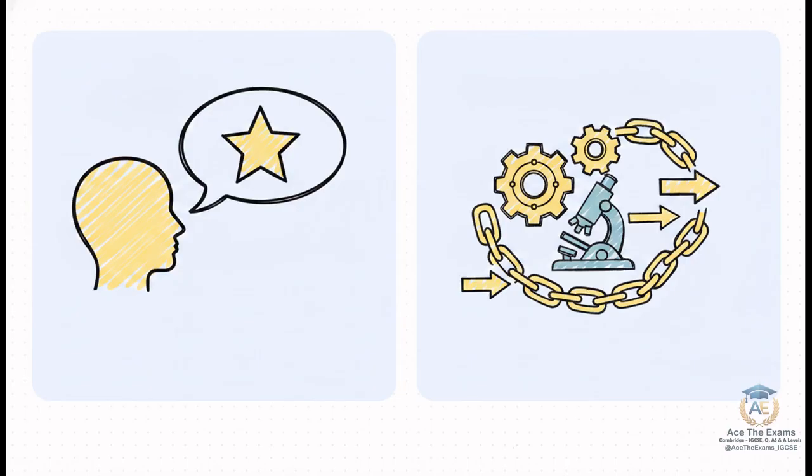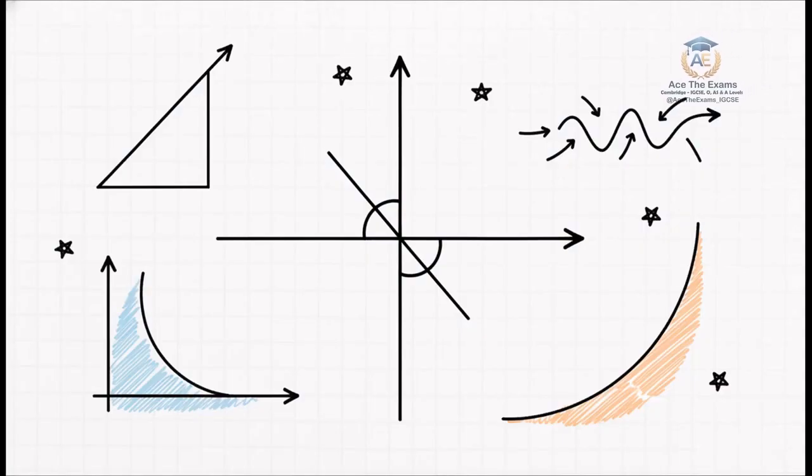Don't just tell the examiner what happens. Tell them exactly why and how it happens using the correct terminology. That is how you unlock the highest mark bands. Now, part of successfully translating the physics heavily involves visual data.